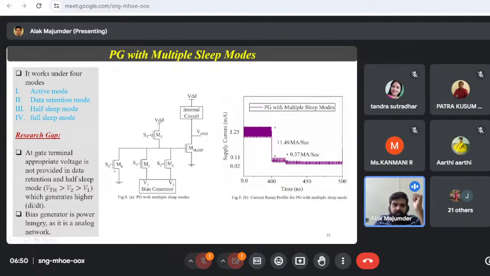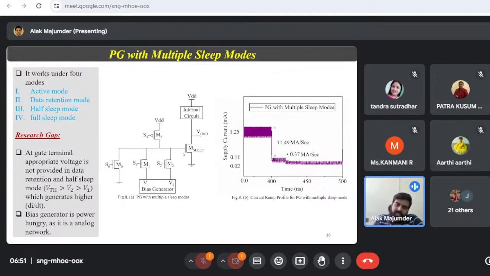For example, if S0 is given 1, this M0 turns on. This is an NMOS, so the ground will get shifted to this gate. If S1 turns on, through M1, this V1 potential will come into this gate. If S2 turns on, this V2 will come into this gate. So we have achieved 4 different voltage levels at the gate, right?